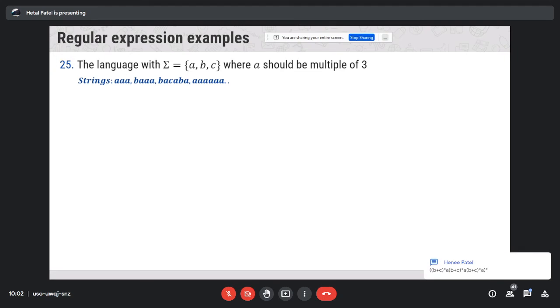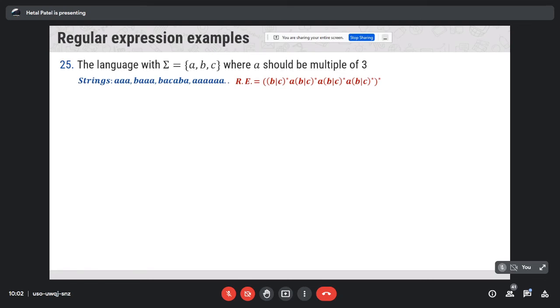As you keep practicing, you will get the exact RE. Sometimes you will get confused about whether this one is right and whether this one accepts this language. So this is the RE. You can check out. Few of the people are giving the right answer.